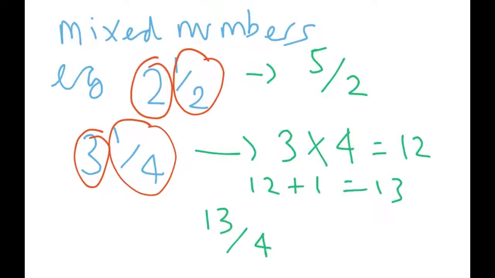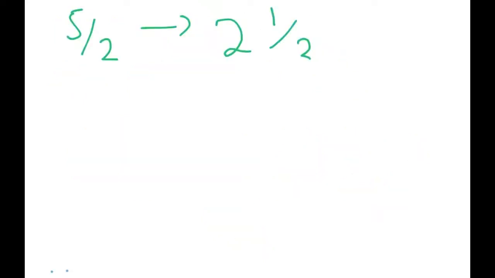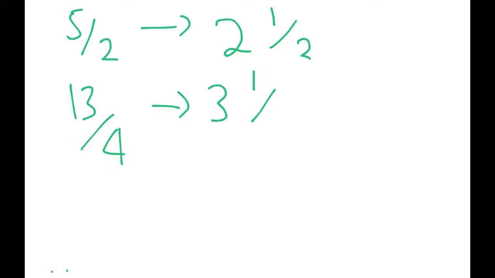And if we look at 13 over 4 then, how do we go from here to the mixed number? Well, same sort of thing. So how many 4's go into 13? 4 times 3 is 12. And remainder 1. So 13 minus 12 is 1, so remainder 1, and then the bottom of the fraction is the same as what we have here. So it's going to be 3.25.